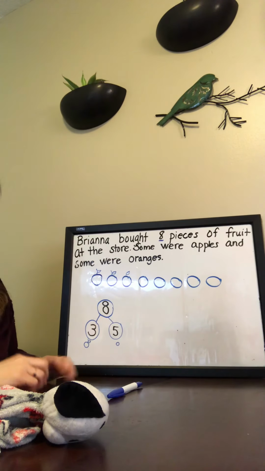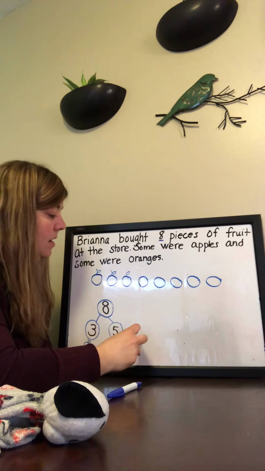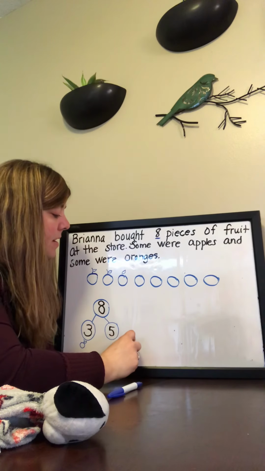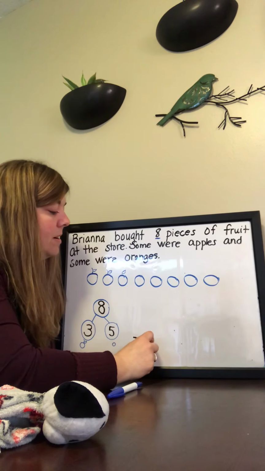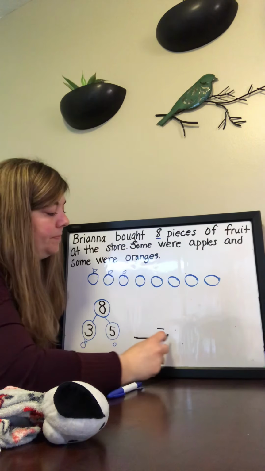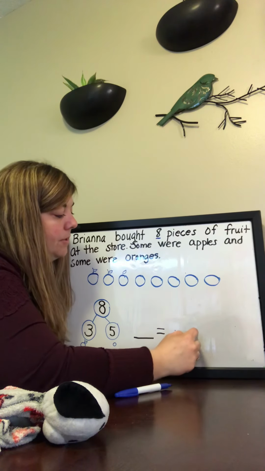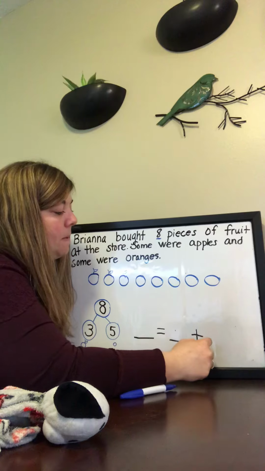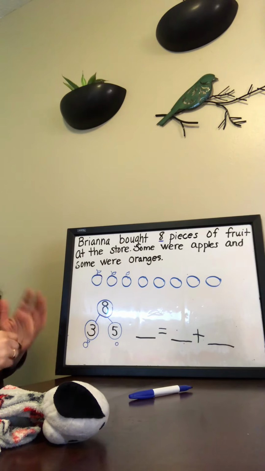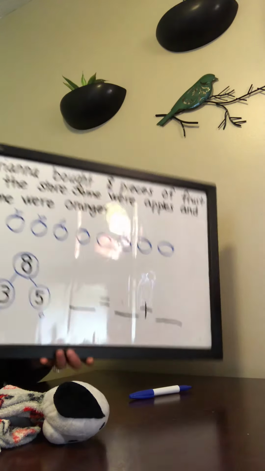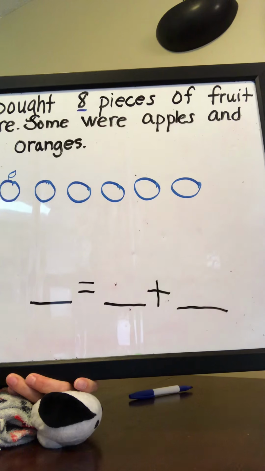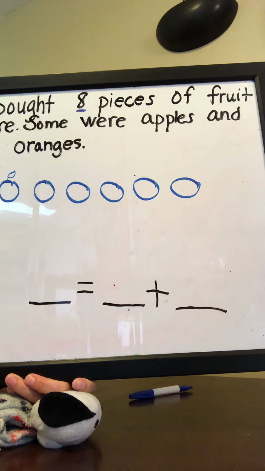All right, now we need to do our number sentence. We're going to do our equal sign first this time. So I'm going to do our whole equals a part plus a part. Go ahead and make yours look just like mine and give me a pause. So it should be the whole equals part plus part.